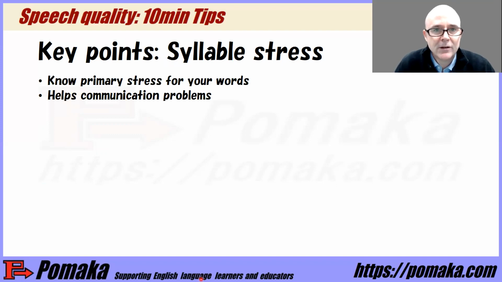So primary stress works with the pronunciation of the sounds in a word to help communicate the meaning. Sometimes, even if you get the pronunciation of the sounds wrong in a word, if you can get the primary stress right, you can communicate its meaning. On the other hand, like we looked at before, even if you get the pronunciation of the sounds perfect in a word, if you get the primary stress wrong, it can completely change its meaning.